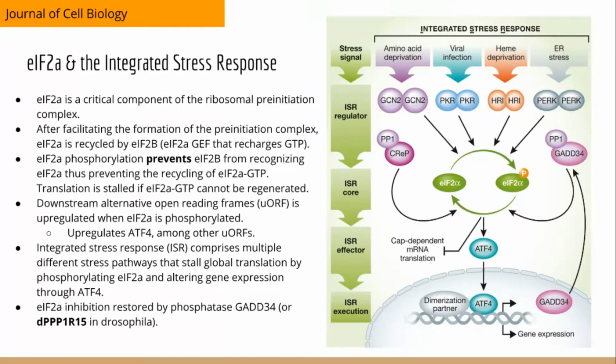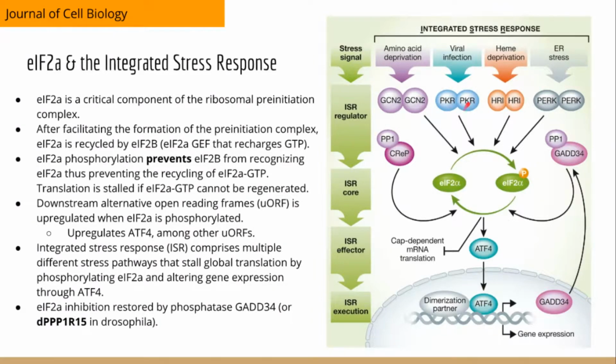So any pathway that converges on the phosphorylation of eIF2a is going to be stalling translation, and it's going to be known as part of the integrated stress response. It comprises these four main kinases. You will notice that each kinase that targets eIF2a is itself coming from a unique trigger.